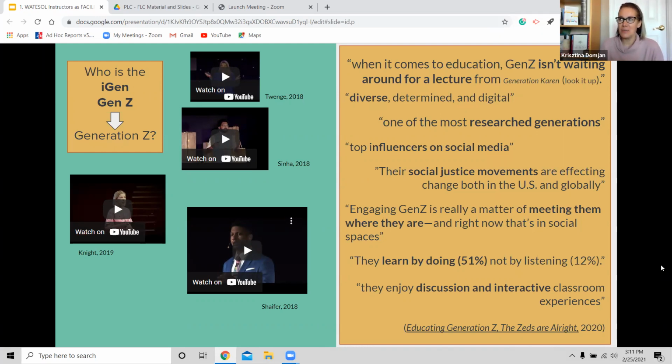How can you pay attention to them? How can you involve them? How can you be inclusive in your teaching? And of course, how can you use some of these ISTE standards to ensure that you teach Gen Z in a way that they understand learning?